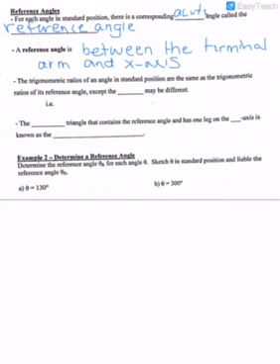All right, next we're going to talk about this important point of reference angles. So a reference angle is an acute angle. Now remember, acute means that it is less than 90 degrees. And this reference angle is located between the terminal arm and the nearest x-axis. The trig ratios of an angle in standard position are the same as the trig ratios of its reference angle, except the sign may be different.